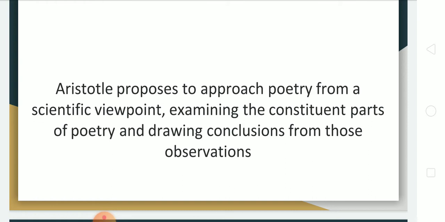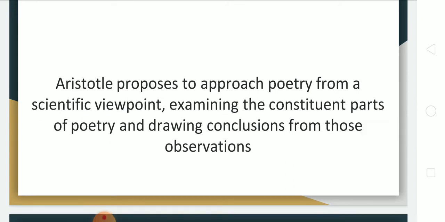Aristotle proposes to approach poetry from a scientific viewpoint, examining the constituent parts of poetry and drawing conclusions from those observations. So, the chief aim of Aristotle is to approach poetry with a scientific viewpoint. He wants to examine the parts which constitute a poetry and draw conclusions from the observations which he has received during this study.